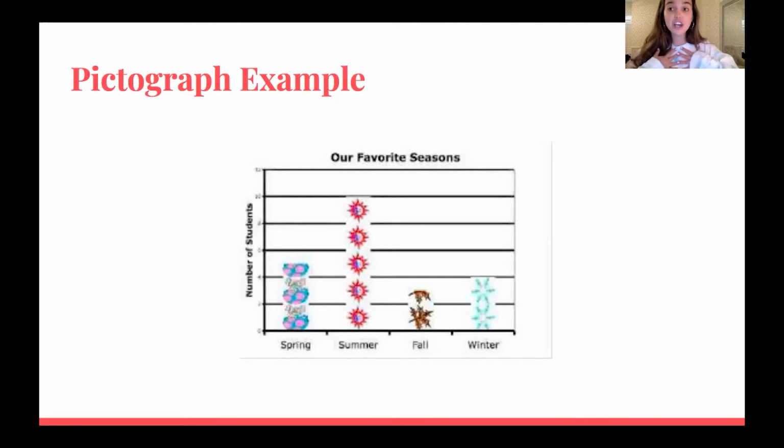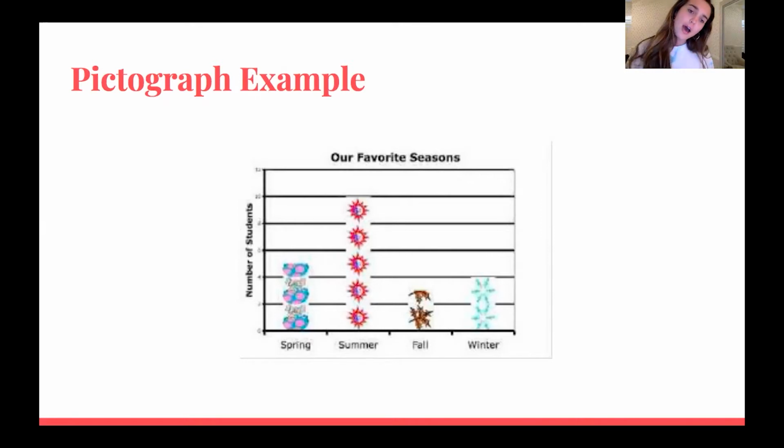So I'll tell you guys a couple things I noticed when looking at this pictograph. The first thing is I see the label. It says our favorite seasons. So that means that I know that this pictograph is about favorite seasons. That is so helpful, just having that title up there. Even though I don't have the written information, that tells me what this is about, and that is so, so helpful. So I know that this pictograph is about our favorite seasons.